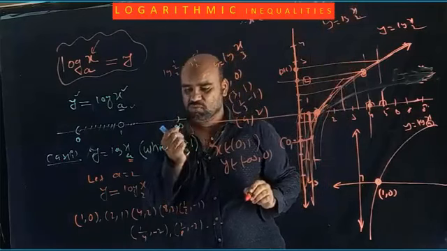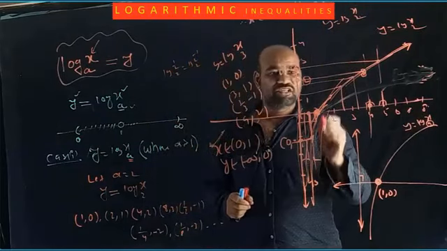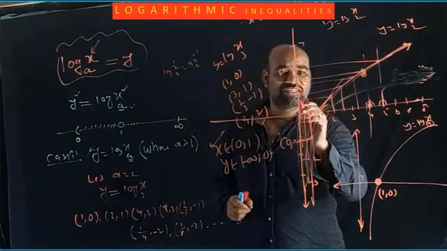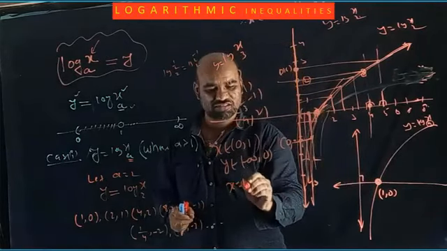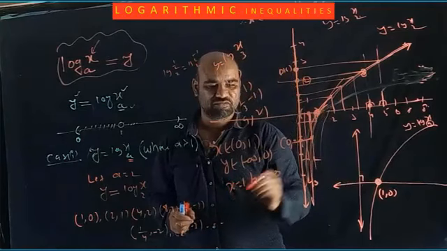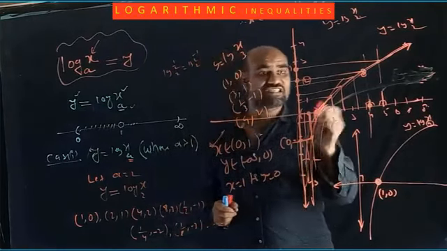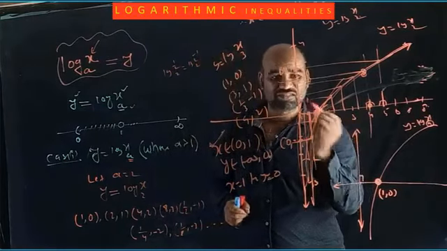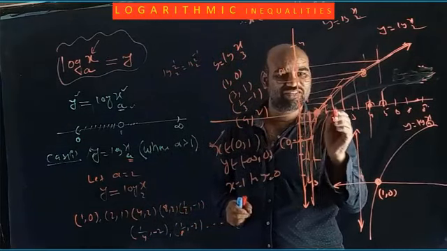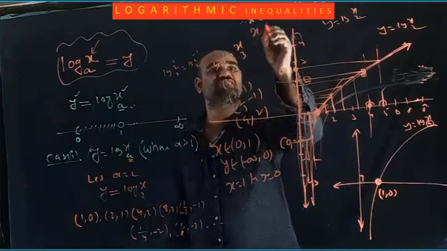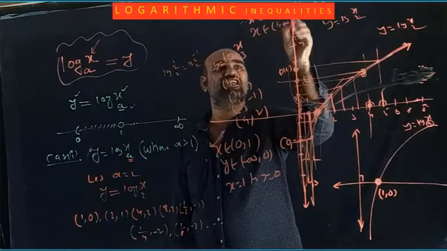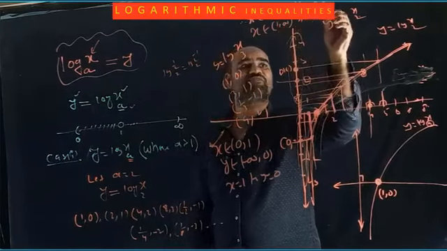Important note. If x is 2, y is here. If x is 1, then y is equal to 0. If x is greater than 1, y is positive. See, for this x, y is here. For this x, y is here. Y positive means I won't write that. If x belongs to 1 to infinity, then y is positive.